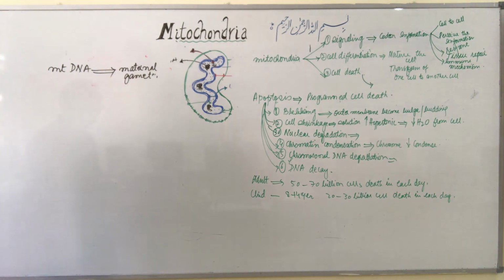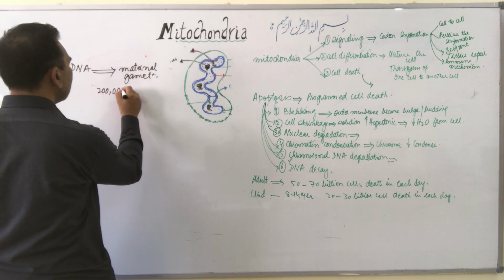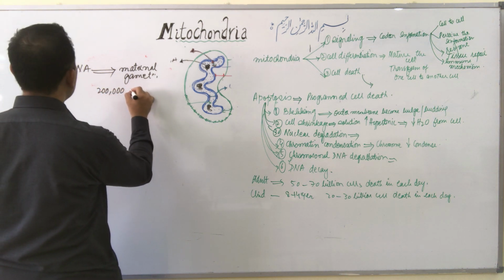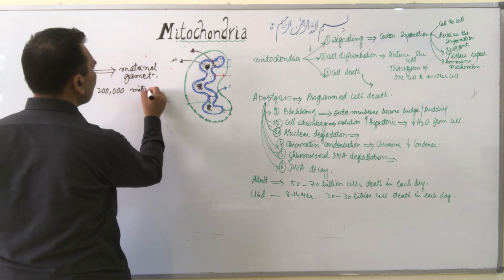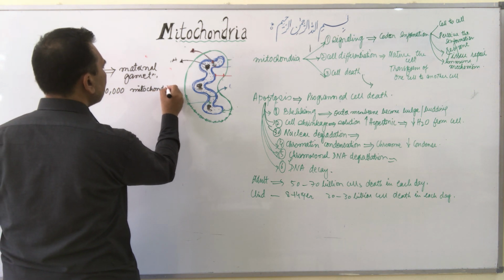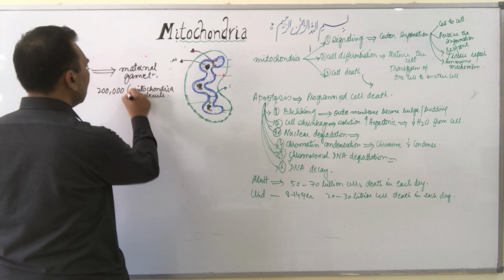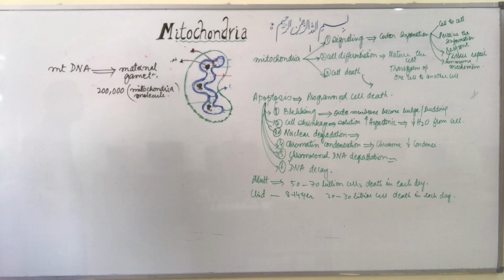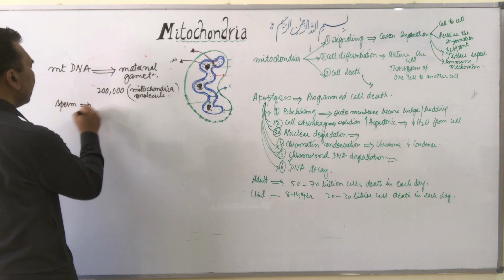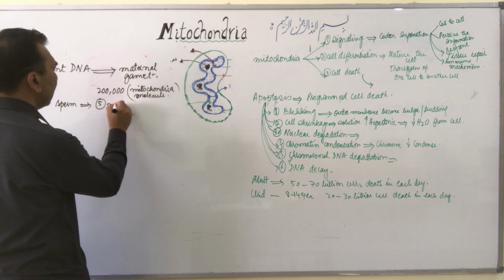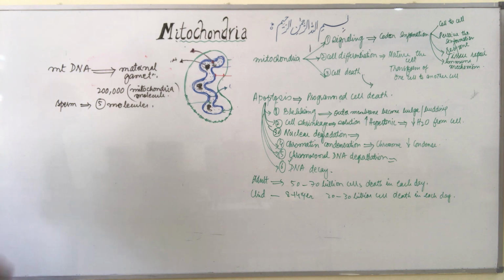And this mitochondrial DNA is around 200,000 mitochondria. In each gamete, 2000 mitochondria are present. In the sperm, mitochondria are present, and mitochondrial DNA is present, but it is around 5 molecules. The 5 molecules are present inside the sperm.